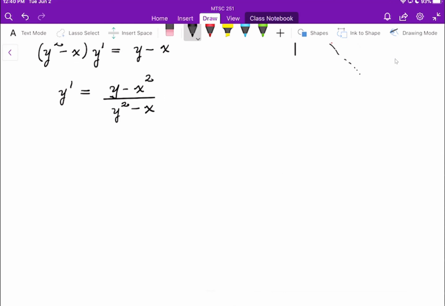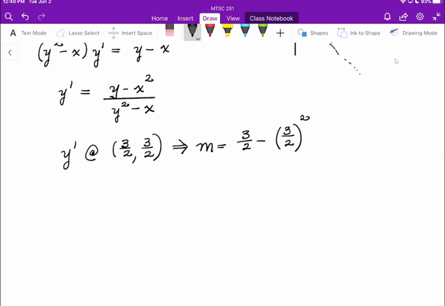So now y prime at the point 3/2 is going to be our m. So m is going to be 3/2 minus 3/2 squared, and that's going to be divided by 3/2 squared minus 3/2. And this is going to equal -1.